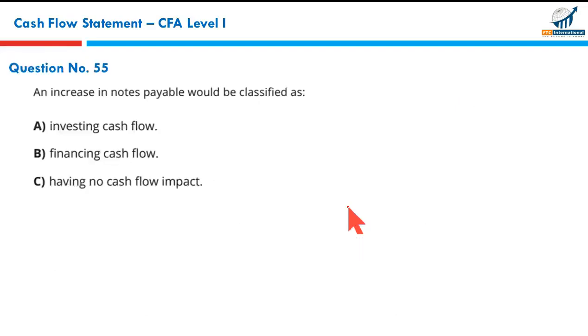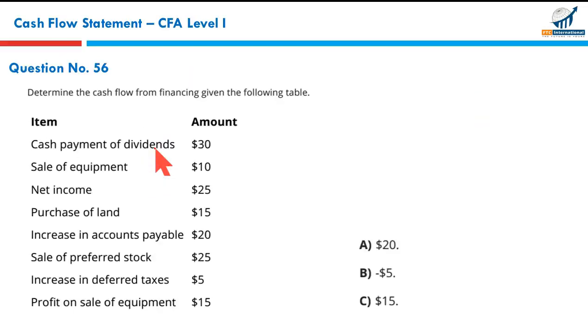Next, an increase in notes payable. Increase in notes payable would be classified as what? Notes payable is a liability. It can't be investing. It has a cash flow impact because when you issue notes payable, it will result in inflows. It's a financing inflow. Issuance of bonds, issuance of notes, issuance of debentures, issuance of common or preferred stock, it's a financing cash flow. B it is.